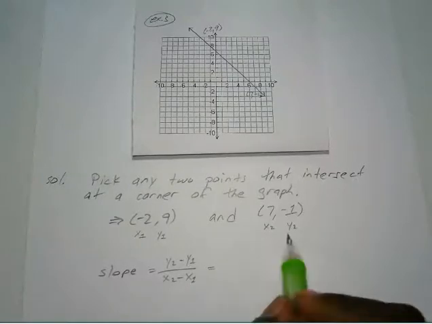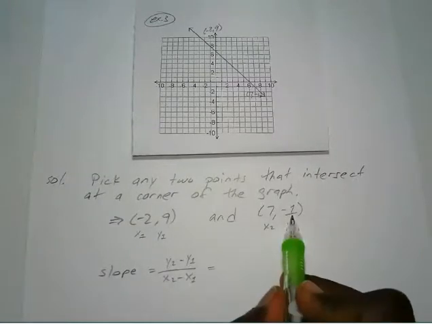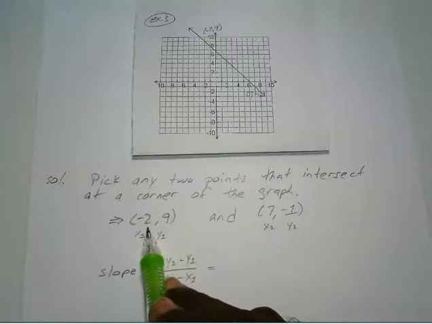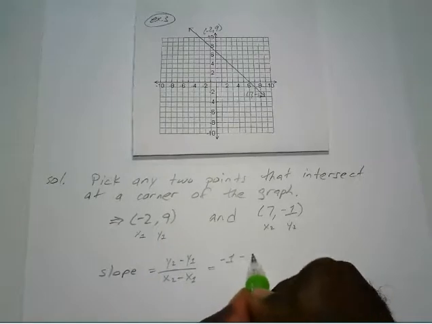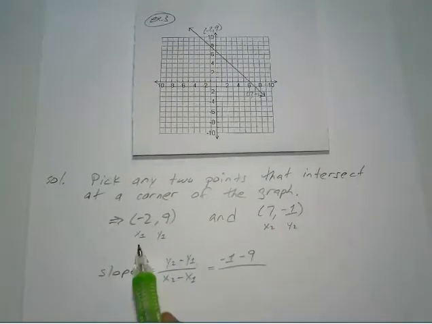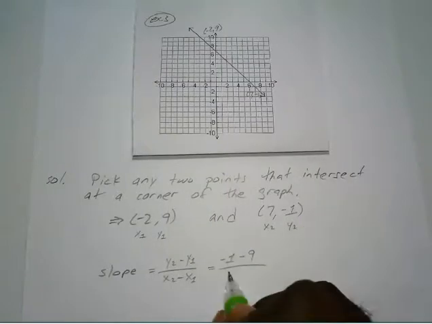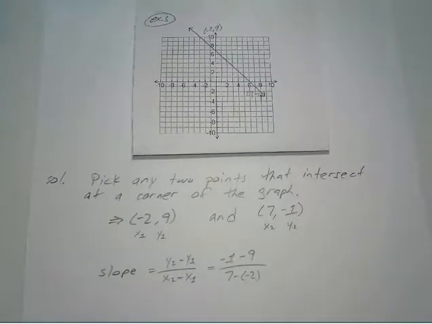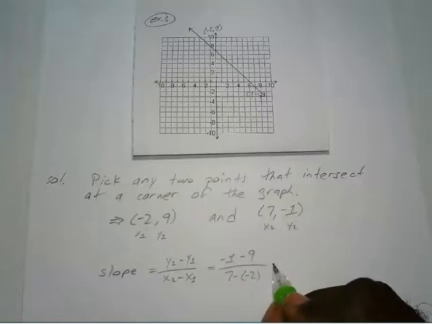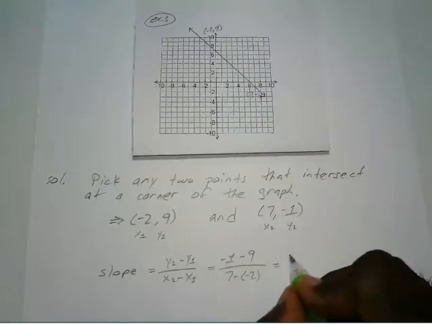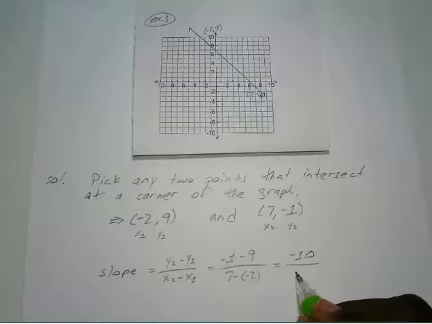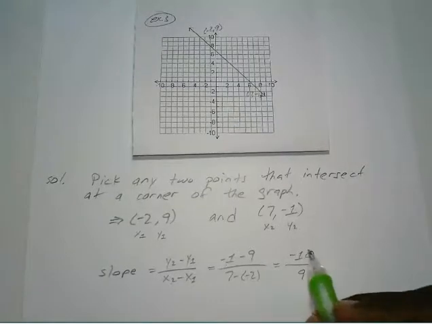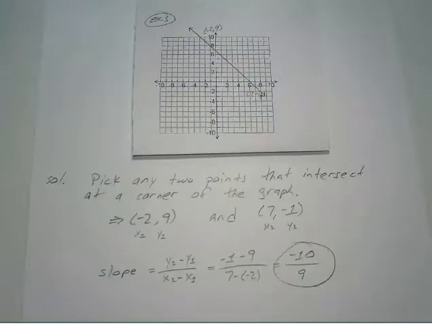is equal to y2 minus y1 is -1 minus, well, -1 minus 9. And your x2 minus x1 is 7 minus -2. All right, so -1 minus 9 is -10. And 7 minus negative, remember that minus negative becomes plus. 7 plus 2 is 9. Okay, so our slope for this one is negative 10 over 9.